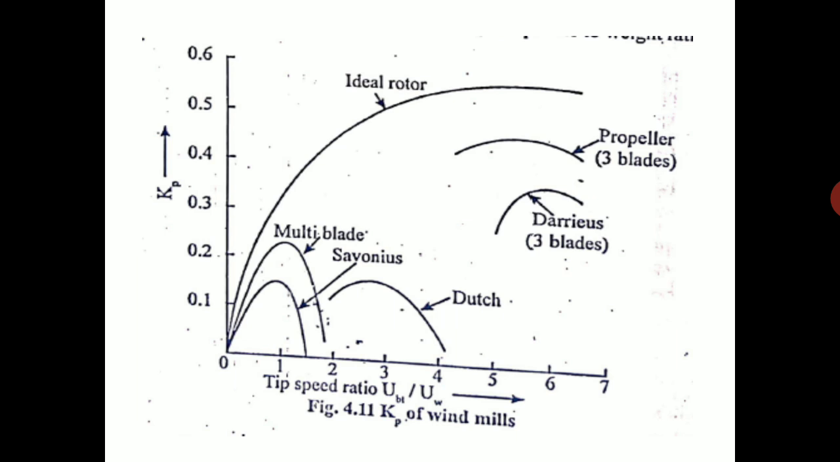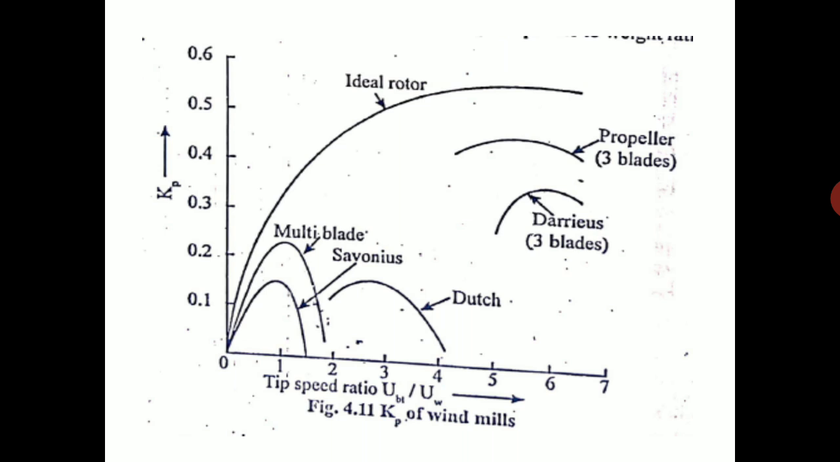On the y-axis you have Kp, the coefficient of performance. Maximum is 0.59. The maximum efficiency of a wind turbine cannot exceed 59%, and that is called Betz's limit, B-E-T-Z, Betz's limit. On the x-axis you have the tip speed ratio, that is the tip speed of the blade divided by the wind velocity. You can see the ideal rotor curve should be the top one, like this. That is a standard curve.